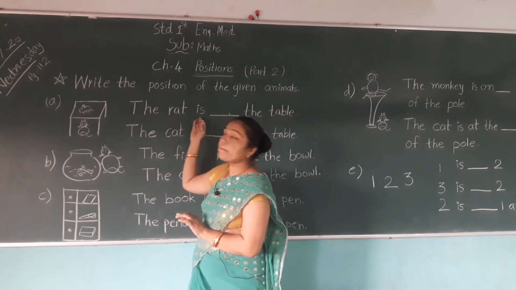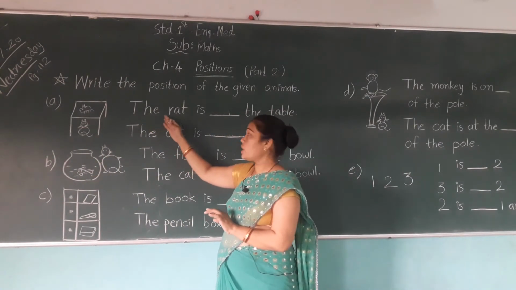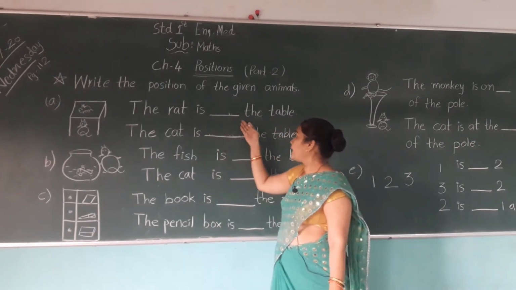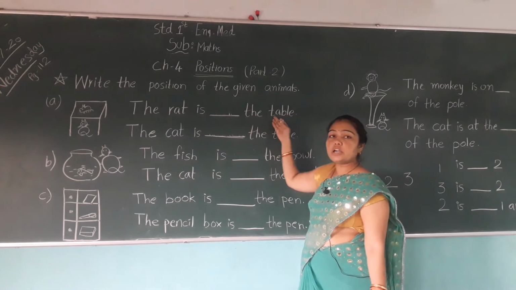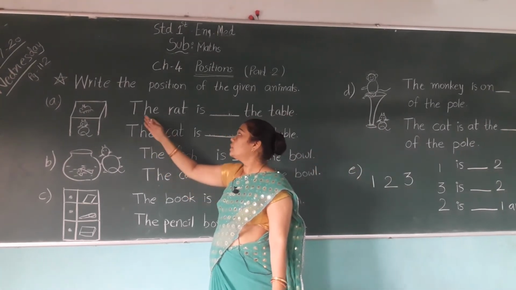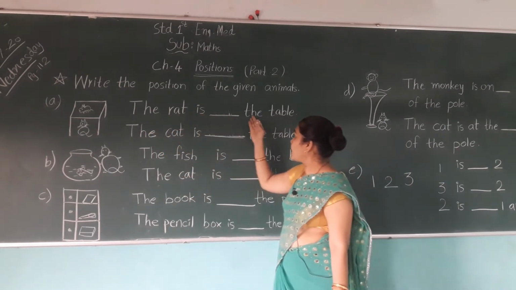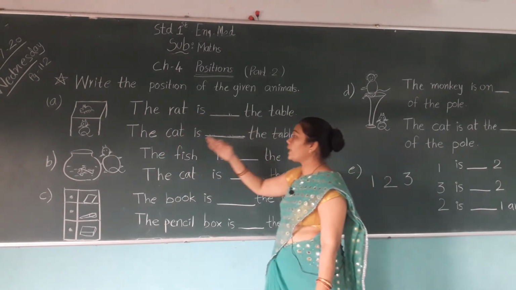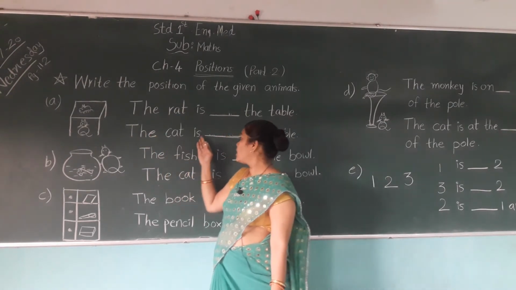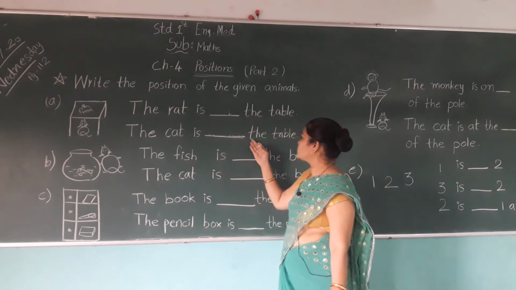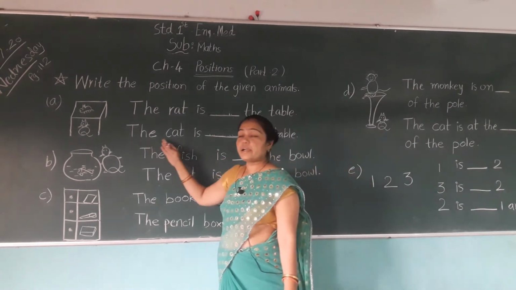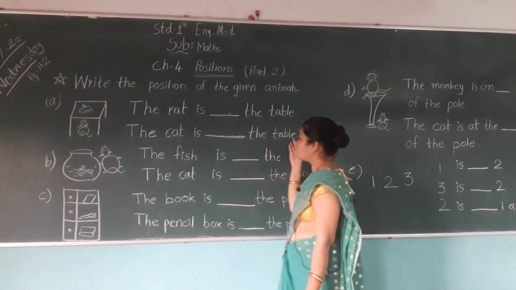So read the blank. T-H-E, the. R-A-T, rat. I-S, is dash the table. The rat is dash the table. Now next, T-H-E, the. C-A-T, cat. I-S, is dash the table. The cat is dash the table.